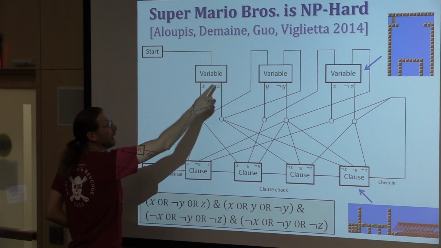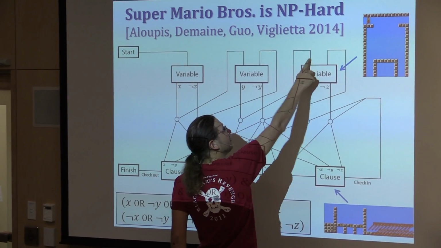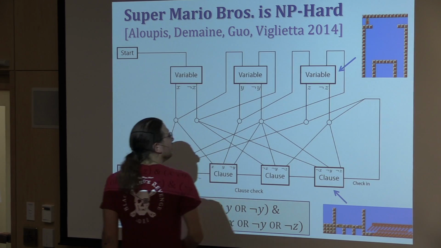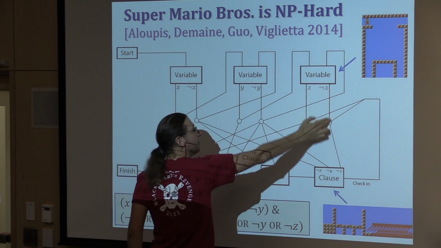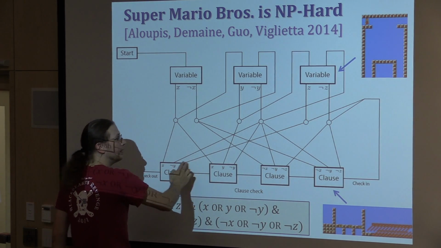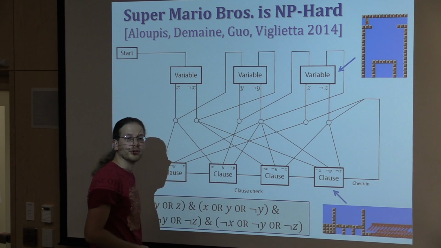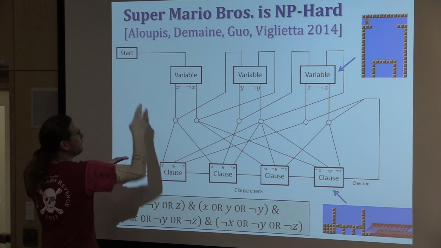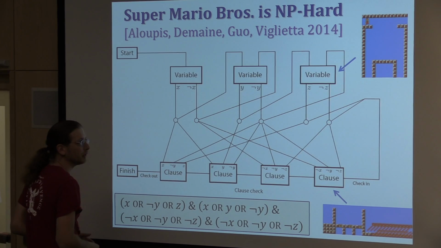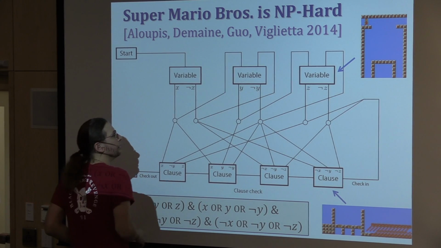So this is the variable gadget. It's this thing. We're just going to plug that in here. And so the idea is you enter from here, and then you have 2 ways that you can go. Okay, either the true way or the false way. If you set the variable to true, you can then go and visit the corresponding clauses that contain it and get one of the stars. Okay? Now, if for each variable you only get to make one of those choices, then you satisfy all the clauses that contain that literal. At the end, when you're done, you can walk to the next variable.